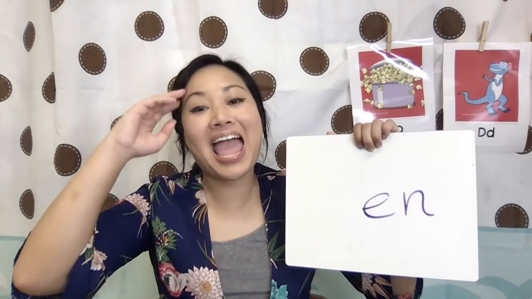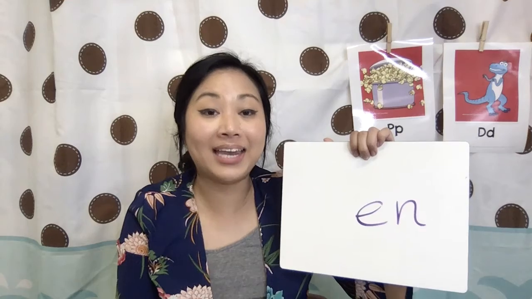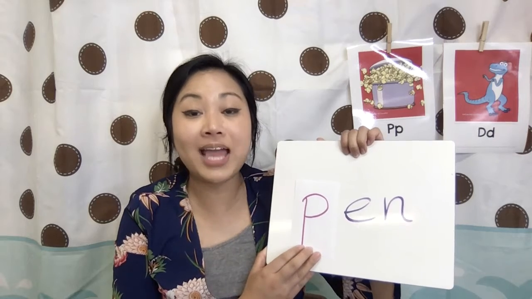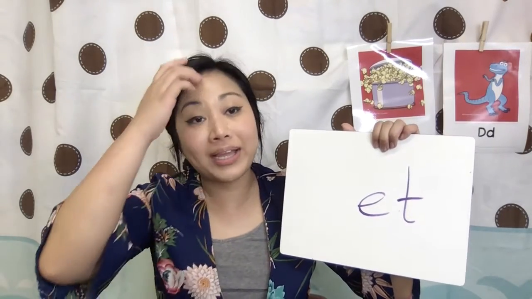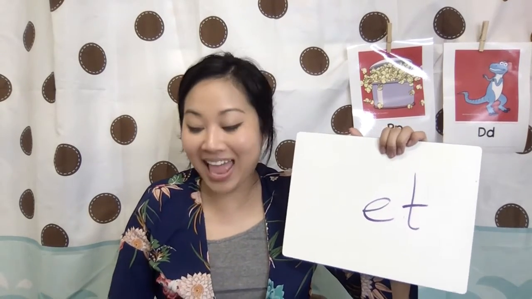This says N. What letter do I need to make this say pen? That's right, I need a P because when I put the sounds together, p, N says pen. This says et. What letter do I need to make this say pet? That's right, I need a P because when I put the sounds together, p, et says pet.